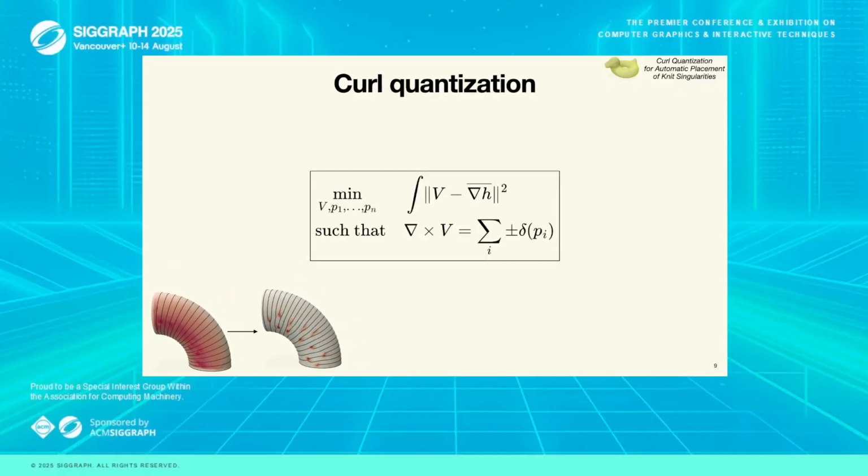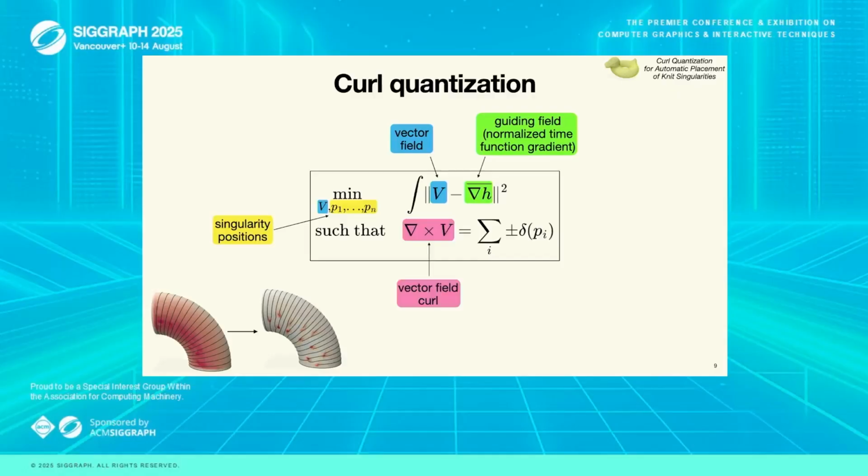Ultimately, we formulate this as an optimization problem where we're trying to find a vector field V and singularities P1 to Pn, such that V will be as close as possible to the initial guiding field, which is this normalized time function gradient. And we want to constrain the curl to be 0 everywhere except at these singular points that will correspond to impulses of curl.